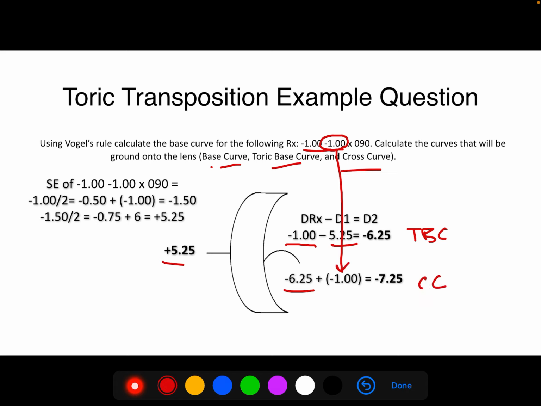So pretty easy to calculate these three curves, and a little trick to make sure you did it correctly. If we add our toric base curve to our base curve, if we add these two, it's going to equal our original sphere power. And then if we add our cross curve to the base curve, it's going to give us our second sphere power, which is the minus 1 minus 1, just transposing that.